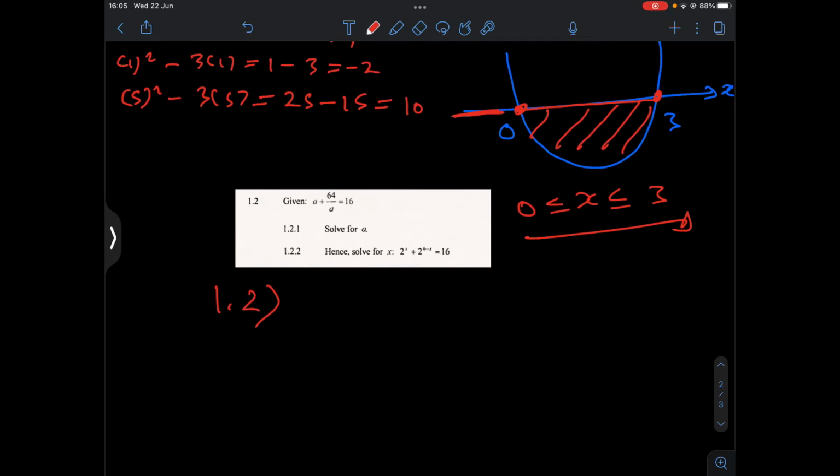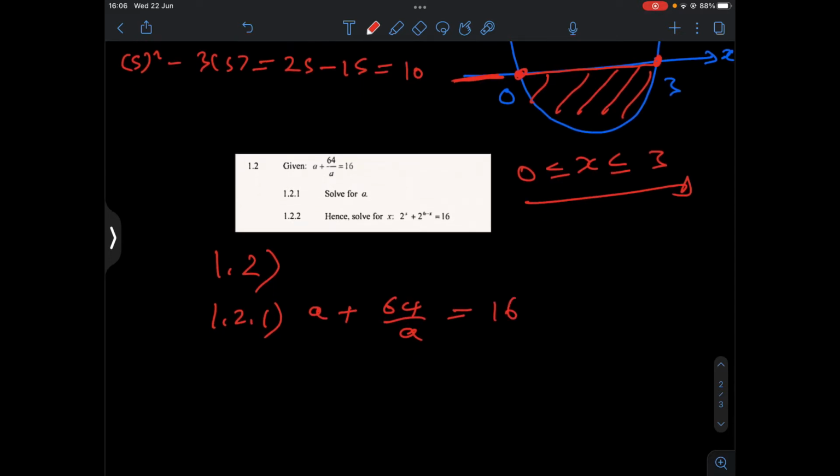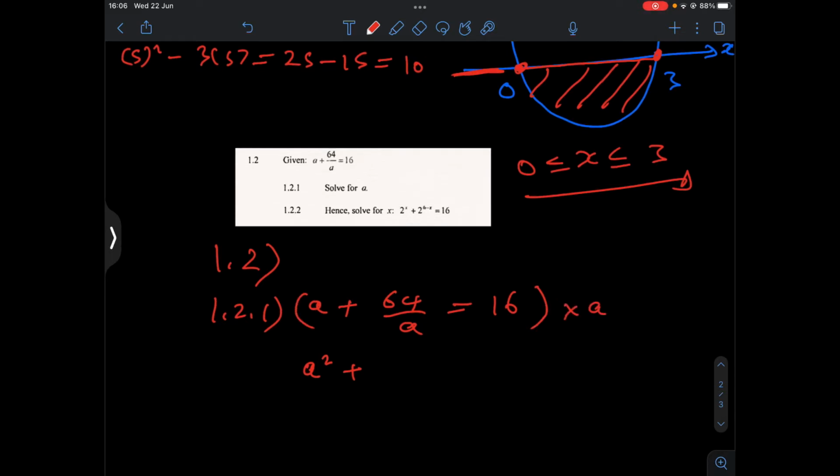Now let us solve the first question, 1.2.1. Solve for a. If a plus 64 over a equals 16, I'm going to multiply throughout by a. Every term I'm going to multiply by a so that I can remove this denominator. When we do that, we get a squared plus 64. On the right hand side we have 16a.